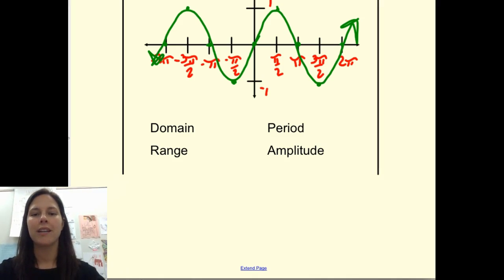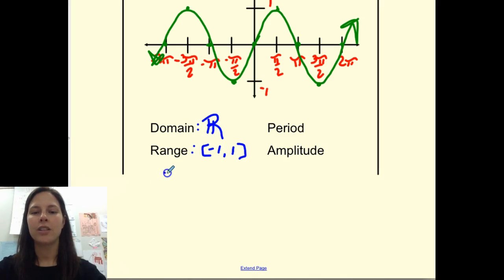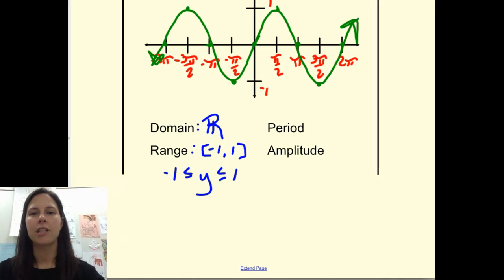First of all, domain. Think about what you put into your sine function is an angle. You can rotate to any angle, positive, negative, or 0. So our domain is all real numbers. Our range is the output. Looking at our graph, our curve bounces between negative 1 and 1. In set notation, they are both included. We do get those values out of our sine function. In inequality notation, we would do negative 1 less than or equal to y less than or equal to 1. I will accept both notations to express your answer.